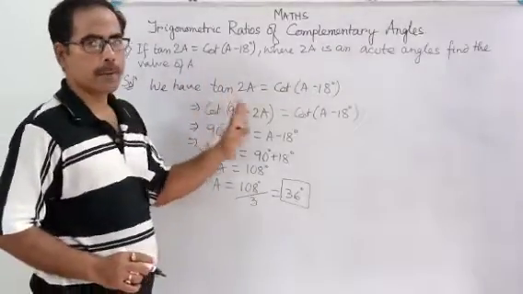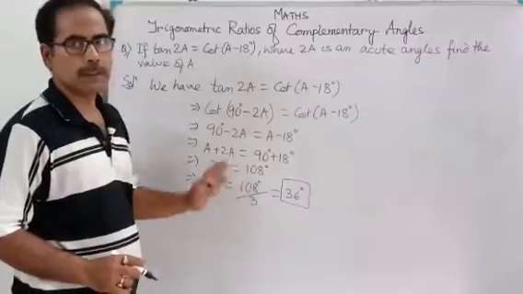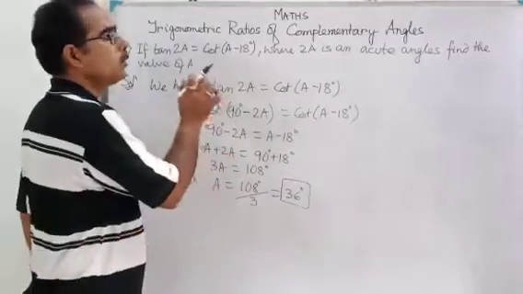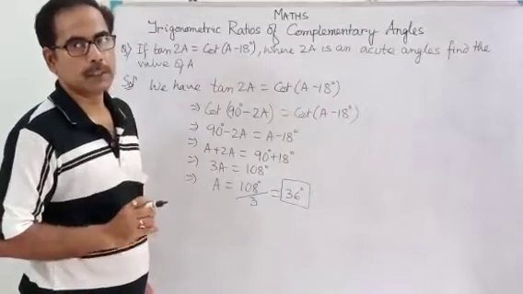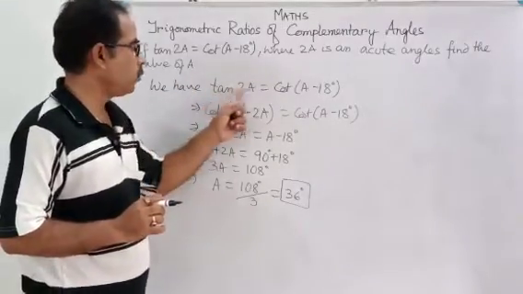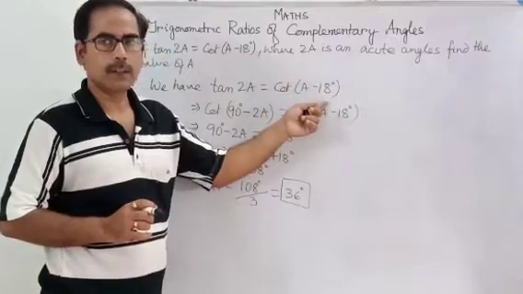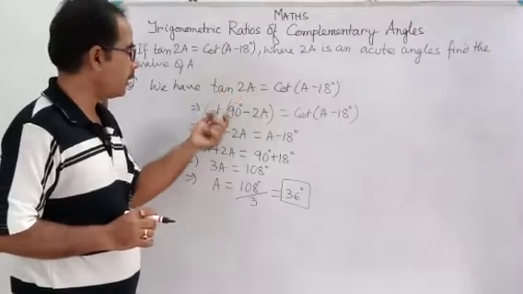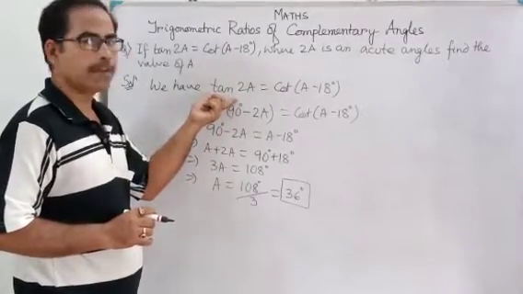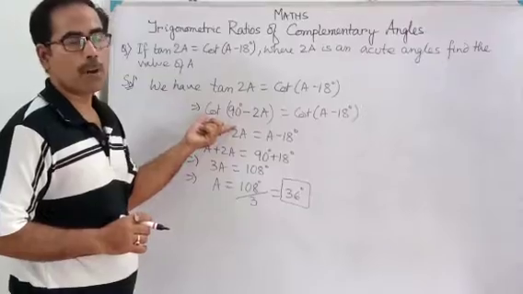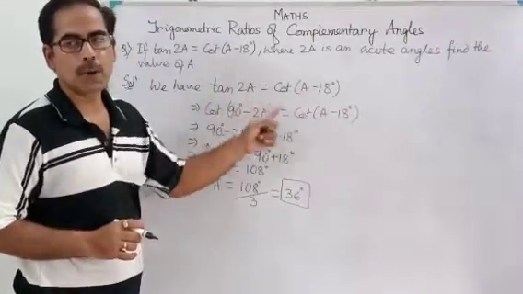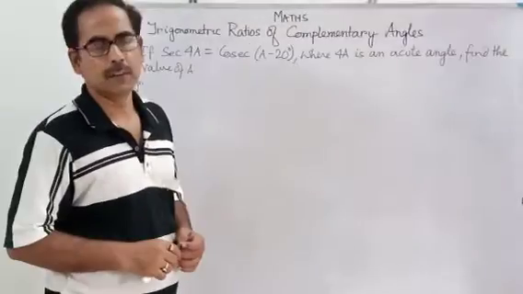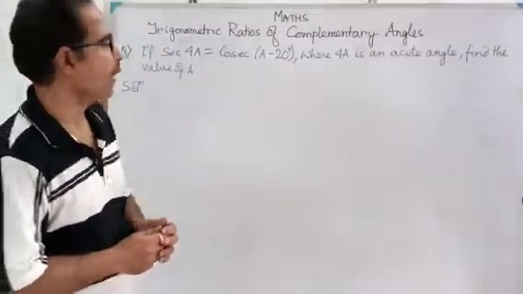So though these types of maths are very easy, very simple, the matter is what to take and how to proceed. That's the most important here. So tan 2a equal to cot a minus 18 degree, correct? This statement has been given. So you just take this statement and change the value of tan 2a into the form of cot. Then automatically both the sides cot can be cancelled and you can proceed. Okay, students?